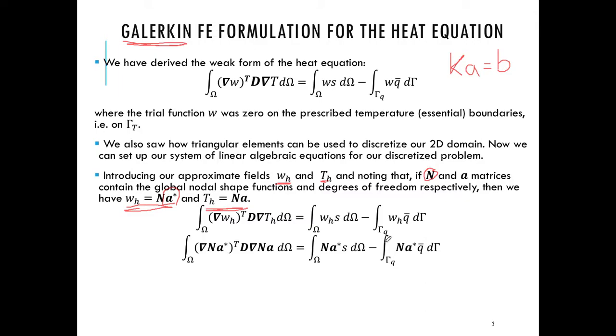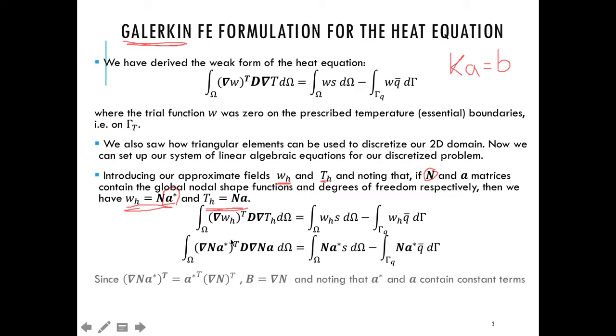Now, you may recall that if you have the transpose of a product, you can expand this transpose out such that the order of the product is reversed. So if I have (del N a star) transposed, that actually becomes, if I expand it out, a star transposed times the second term in the product, del N transposed. This is the normal transpose expansion for products. Then I also recall that my del N, the gradient of the shape functions, is actually my B matrix, which contains the derivatives of the shape functions.